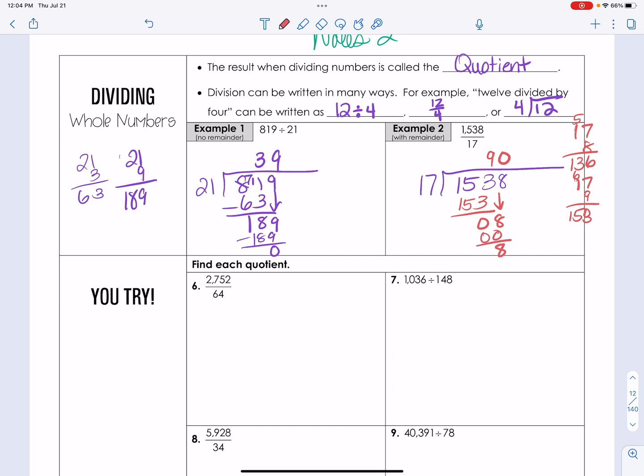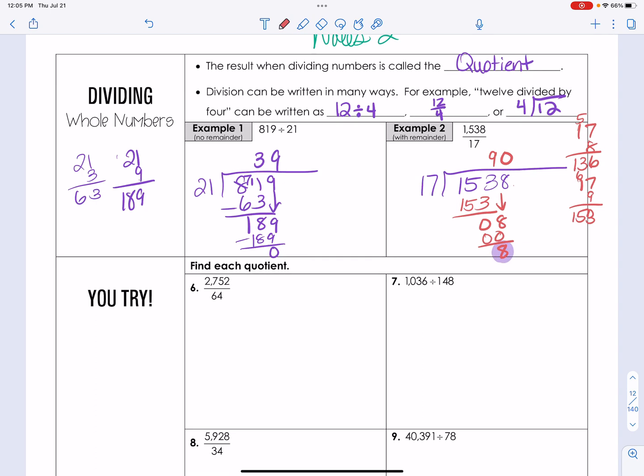So then in the past, you were asked to put a 0 there and keep going. Okay, but a lot of these are going to be story problems. So I'm okay if you just take this 8 and write it as a remainder. So you would write 8/17. You can just stop right there and write 8/17. You've already proven to me that you can keep going. So I'm okay if you just do 8/17.